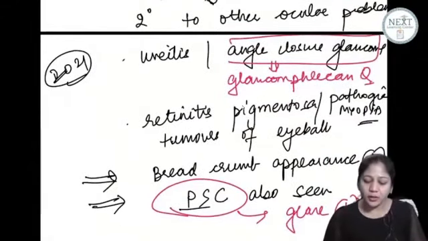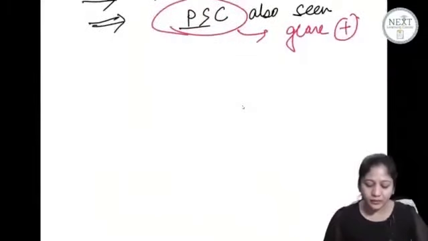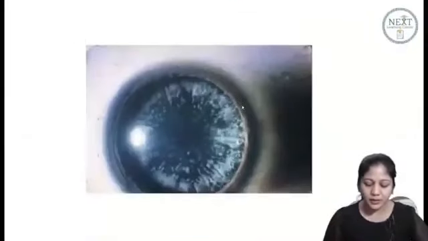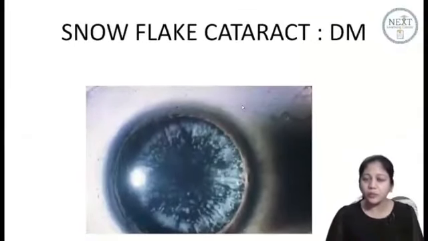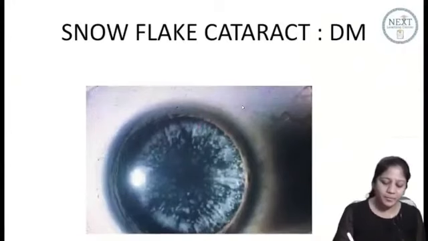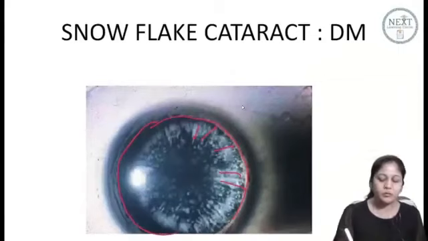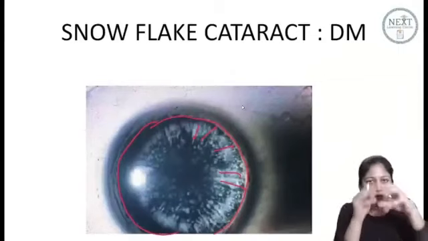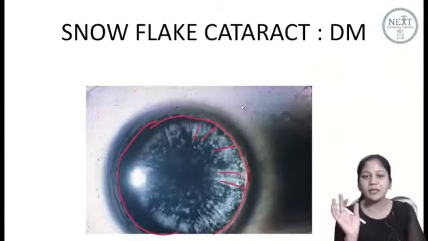Now I'll be showing you a few pictures. Guys, have a look, everyone. This is typically your snowflake cataract. You can see this is the dilated pupil. We have dilated because we want to see the lens. If we don't dilate, we won't see the lens. These are all slit lamp pictures.